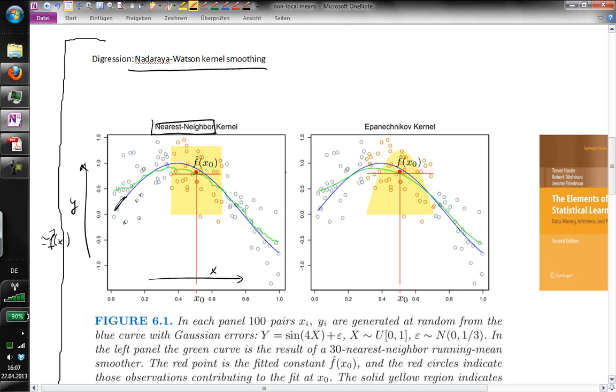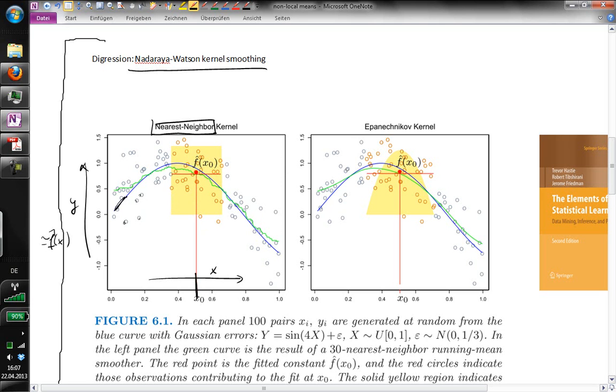So what you can do instead is you could, for example, take always the 10 nearest neighbors, or you could take, and I'm not sure which of these two algorithms is shown here, a fixed search window, which is here indicated by this yellow box.